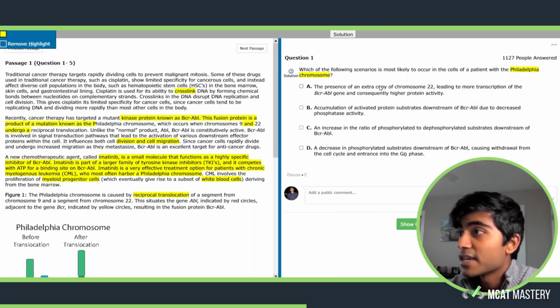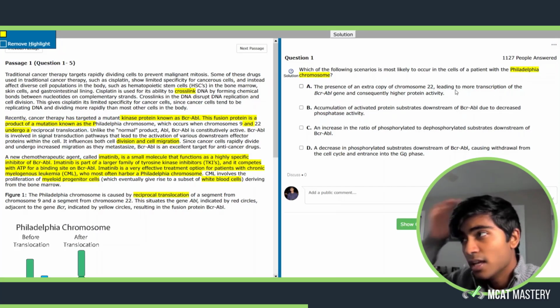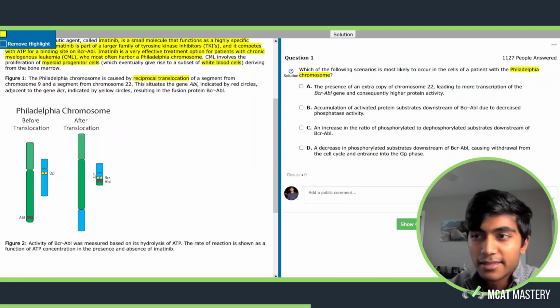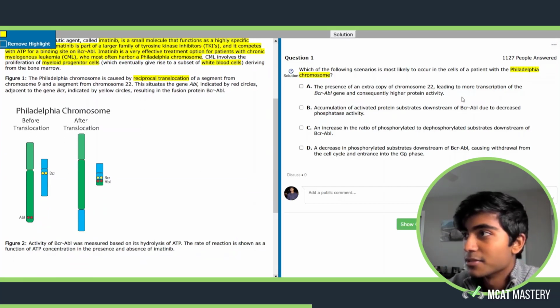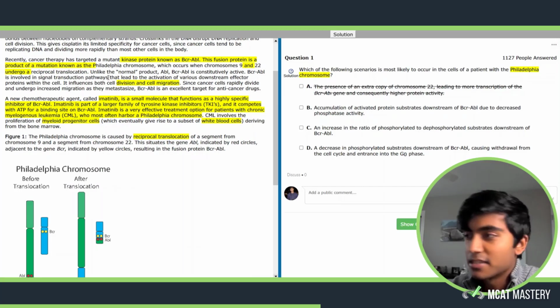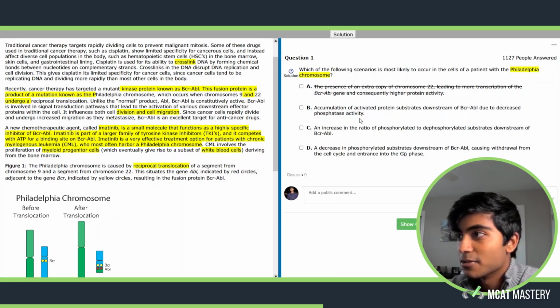All right, so A, the presence of an extra copy of chromosome 22 leading to more transcription of the BCR-ABL gene. So extra copy of chromosome 22, there is no extra copy, and we can tell by this diagram right here, there is no extra copy present. So we can cross that one out. Okay, accumulation of activated protein substrates downstream of BCR-ABL due to decreased phosphatase activity. There is no indication of phosphatase activity, and so it's hard to deduce this one, and it's kind of a stretch. There's no way for you to deduce something about phosphatase activity, even though you're given kinase activity. So that is a stretch. I'm not completely ready to cancel that one out, but I'm not that believing of that one.